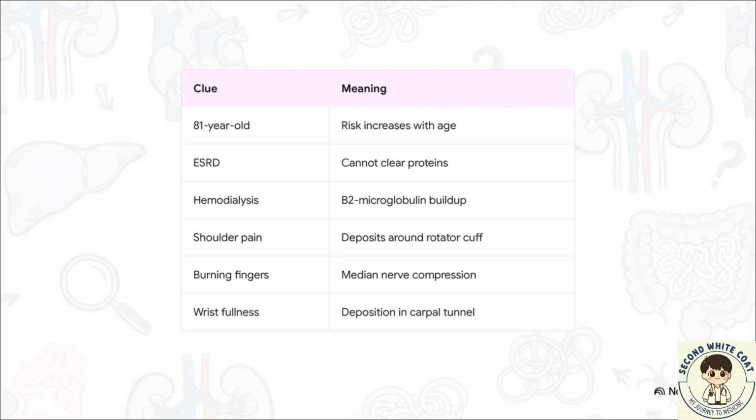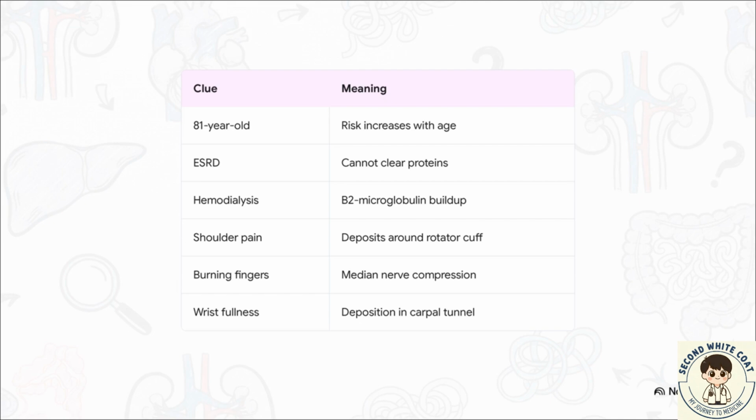81-year-old isn't just a random demographic. It tells us her risk for amyloidosis naturally goes up with age. ESRD reveals her kidneys are failing to clear certain proteins from her blood. And hemodialysis for 10 years? That is a massive, incredibly high-yield trigger phrase. Long-term dialysis leads directly to the buildup of a specific protein called Beta2-Microglobulin.